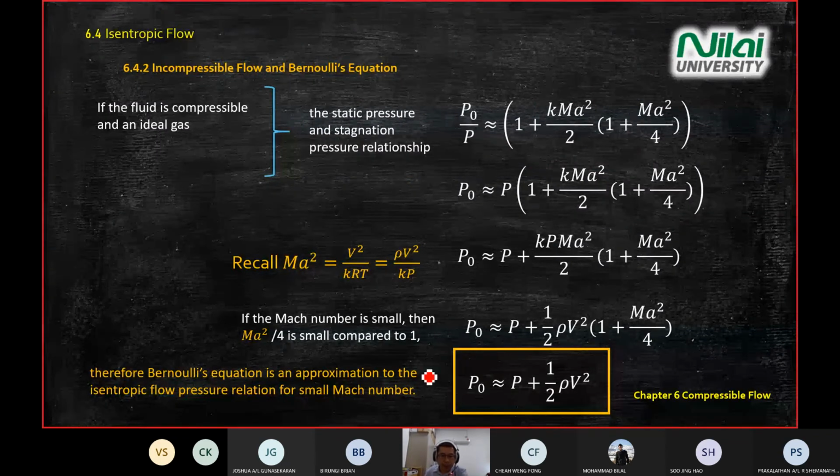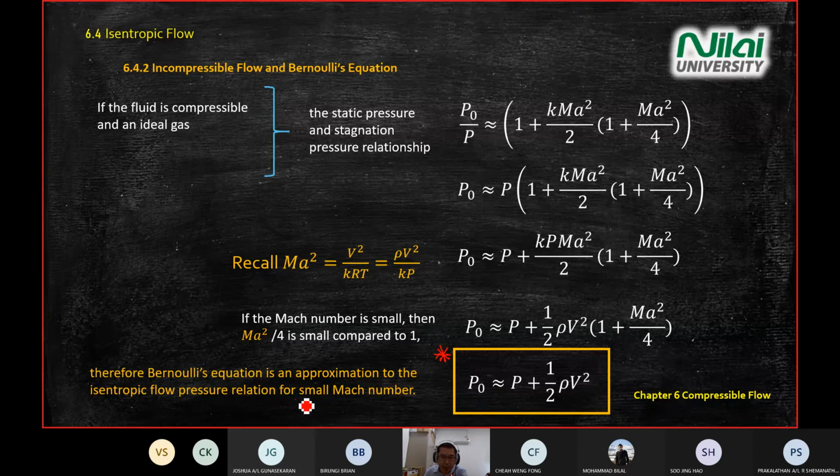Again, I have to remind you about this equation, or the equation I showed you just now, P0, which is very near to P plus half rho V square. This is only for small Mach number isentropic flow, very small Mach number, which is less than 1. This is an approximate Bernoulli equation in an approximate scenario.